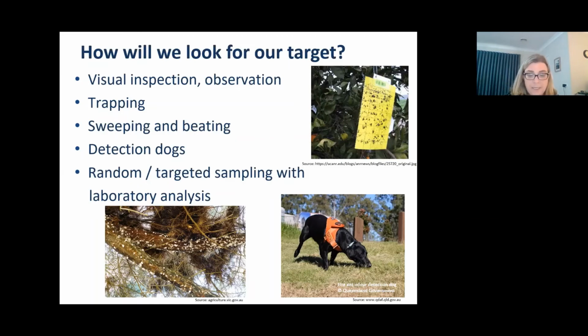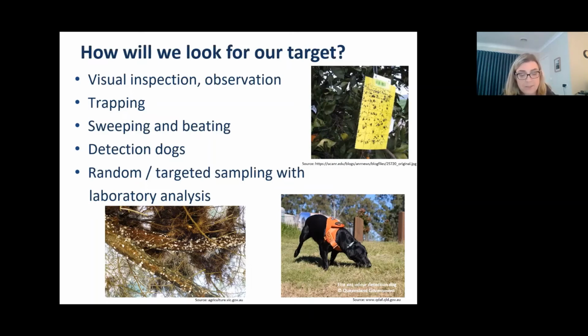Sweeping and beating plants that you think might have the pest in them can also be very effective for finding a pest. But again, you might find all sorts of interesting things as well as the particular pest that you're interested in. Things such as detection dogs can also be highly beneficial when doing surveillance. So the dogs can be trained to detect a particular pest, and indeed this is one method that has been employed in Queensland as part of their fire ant surveillance.